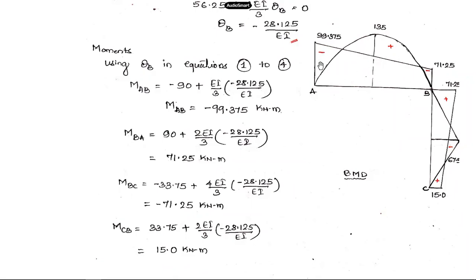Negative sign indicates it is experiencing hogging. It is bending upwards. Curvature is upwards. Positive sign indicates curvature is downwards, sagging. So at A and B, the bending moment experienced by the member AB is hogging, and in between, at the middle portion of the member AB, the bending moment is sagging. That tells us how the bending nature is for the member AB. So that is for the horizontal member.